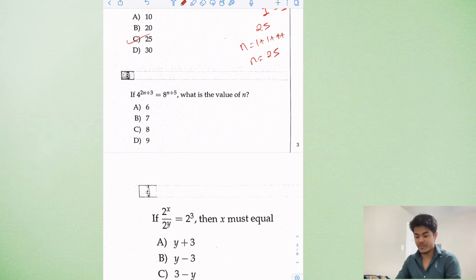And question number 3, if 4 raised to 2n plus 3 equals 8 raised to n plus 5, what is the value of n?